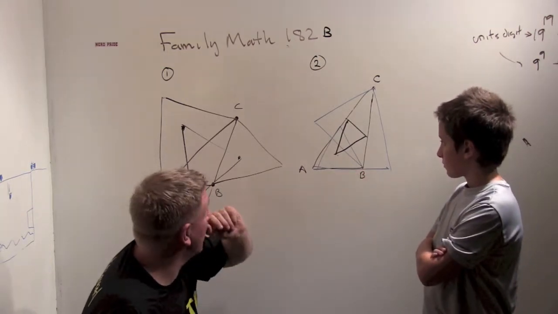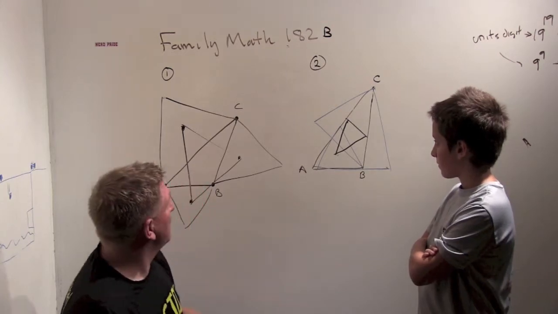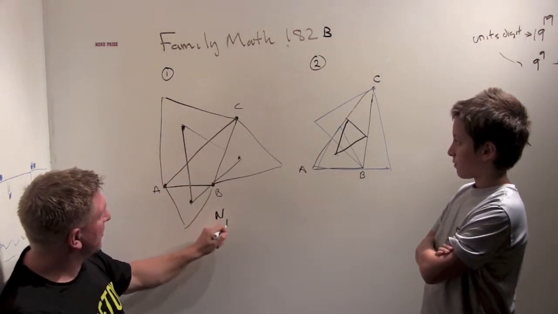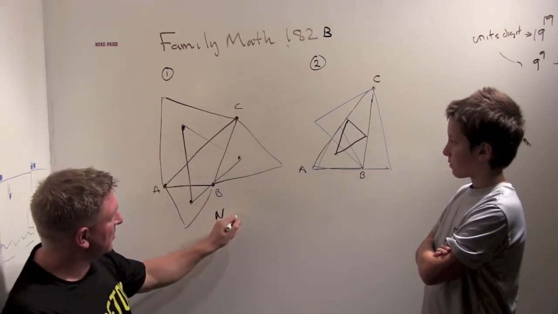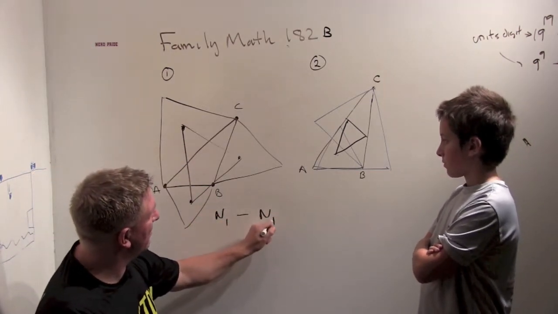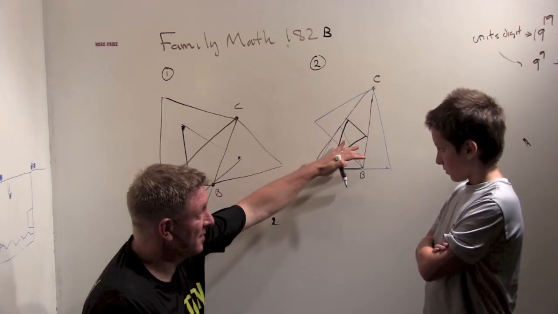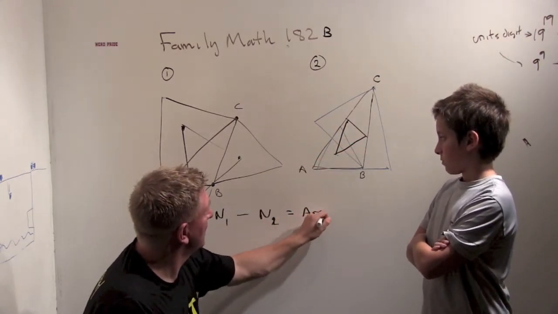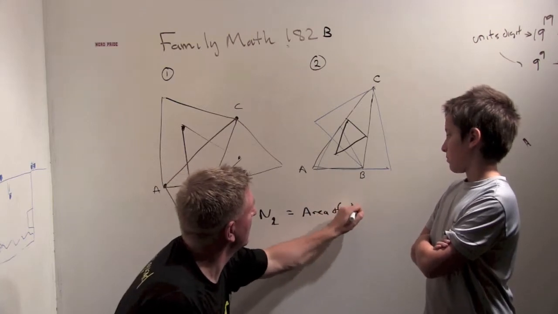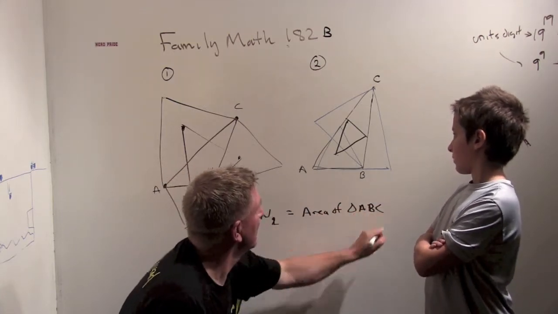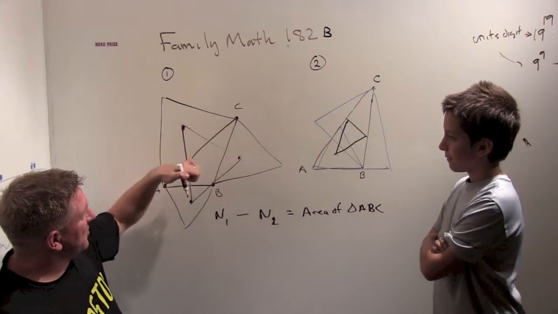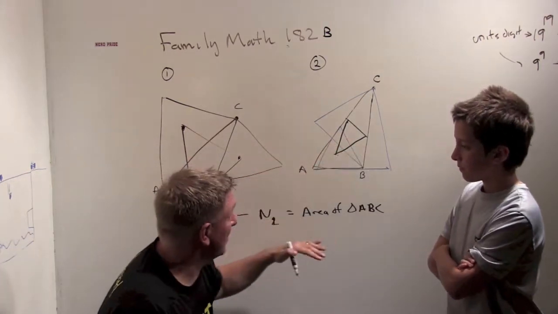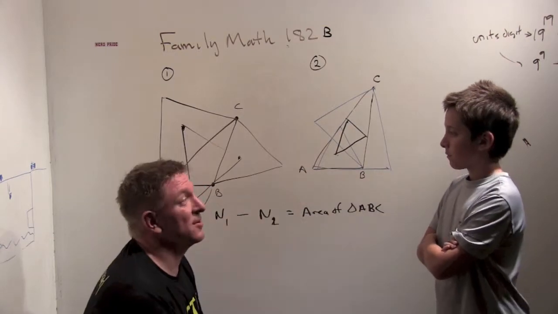And you want to hear something else that's incredible? If you look at the area of this Napoleon triangle, we'll call this Napoleon 1, the outer Napoleon triangle, and subtract the area of the inner Napoleon triangle, you get the area of triangle ABC. Whoa. The difference between this area, the big equilateral triangle, and the smaller equilateral triangle is the area of the original triangle.